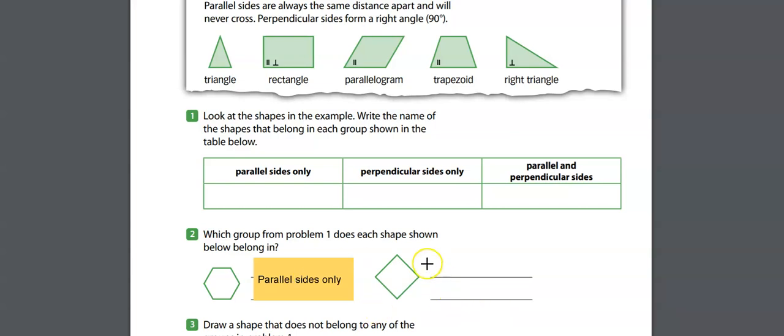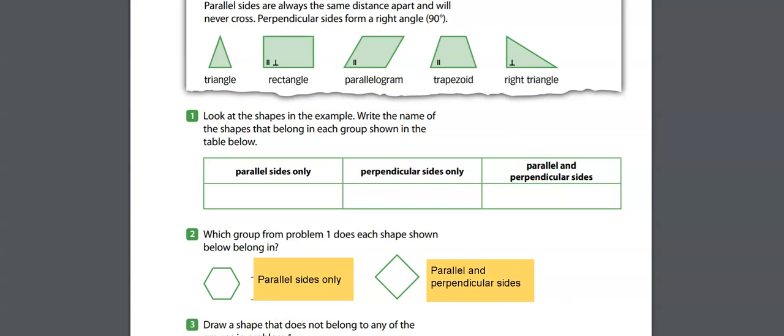Now let's take a look at this shape. So I see one set of parallel sides and I see another set of parallel sides. Now I also see some right angles, which means I have perpendicular sides as well, because I see a right angle right here. I see a right angle right here. I see a right angle right here and right there. So that means this shape would go in my parallel and perpendicular. Let's go ahead and write that down. Parallel and perpendicular. Make sure you're writing these answers in your packet.